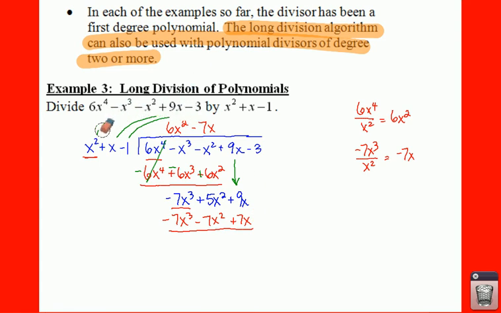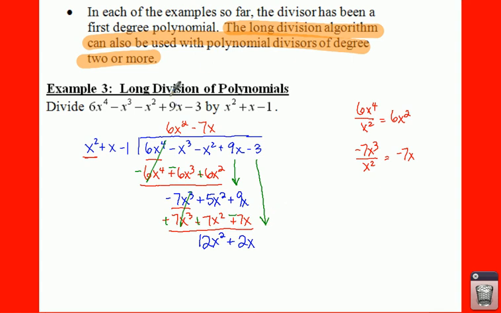Go through and change all your signs. When you subtract, some people like to forget this step. When you subtract, you need to change all of your signs. So this becomes a plus, plus, negative. Cancel. 5 plus 7, so you carry the 4. Should be a 12x squared plus 2x. And then the next thing is you're going to bring down the negative 3.